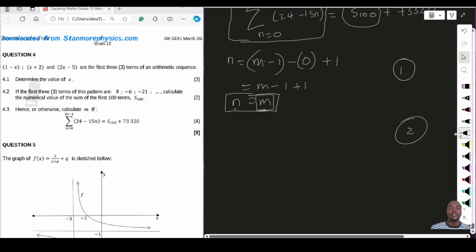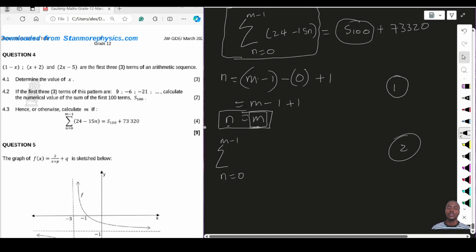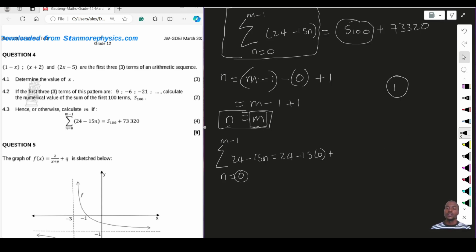So I will say sigma, m minus 1 on top, n equals 0, then 24 minus 15n. This is equal to, you substitute the 0, you say 24 minus 15 times 0, plus 24 minus 15 times 1, plus 24 minus 15 times 2. This then is equal to 24 minus 15 times 0 is 0, so this is 24, plus 24 minus 15, it should give you 9. Then the next is the same as 24 minus 30, which is minus 6.